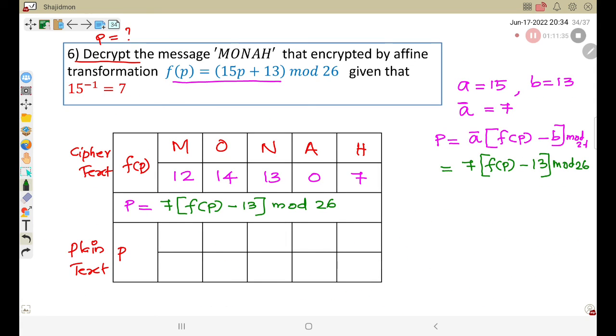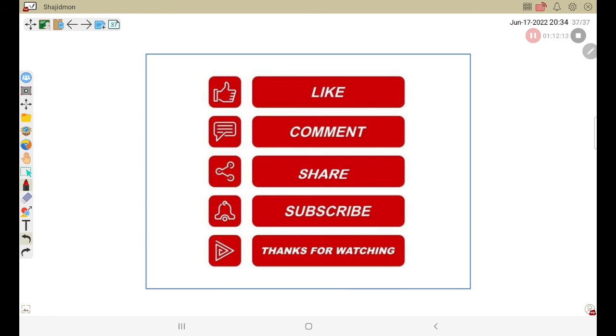Okay, so I am filling in now here. The first letter we got 19, second number 7, third one 0, 13 and 10. Now when we change to the letters, 19 means T, 7 means H, 0 means A, 13 means N, 10 means K. Thank. So that is the plain text representing that transformation. I hope you understood how to do affine transformation, decryption and encryption part.